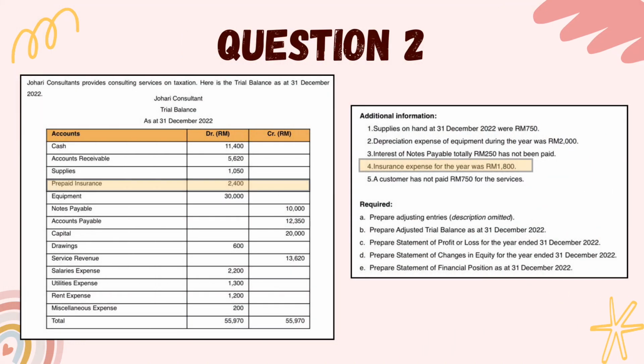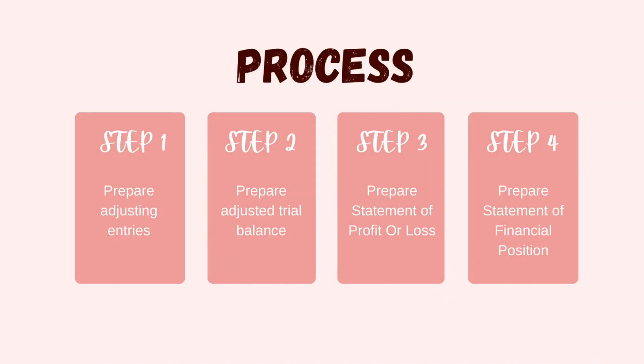So now we are going to take a look at question number 2. As you can see, we already highlighted prepaid insurance amounting 2,400 in the trial balance, and the additional information, number 4, insurance expense for the year was 1,800. So in order to prepare the full statement of financial position, we need to do a few steps. The first step is we need to prepare adjusting entry. Second, prepare the adjusted trial balance. Third, prepare statement of profit or loss, and only then we can prepare the statement of financial position.